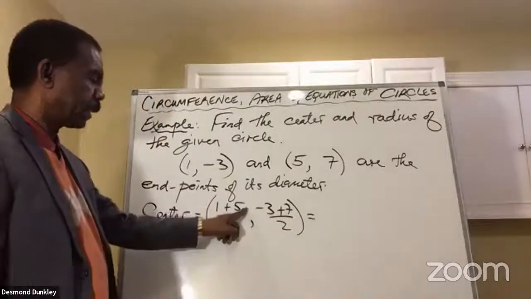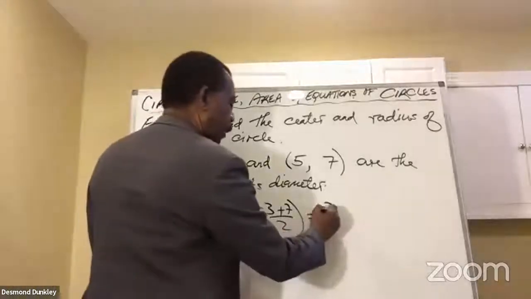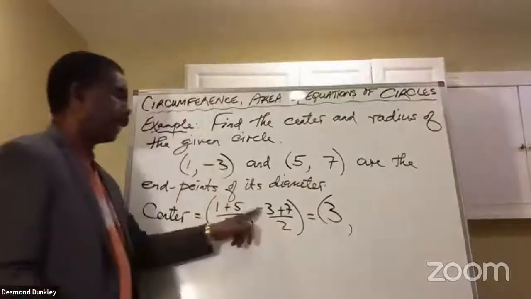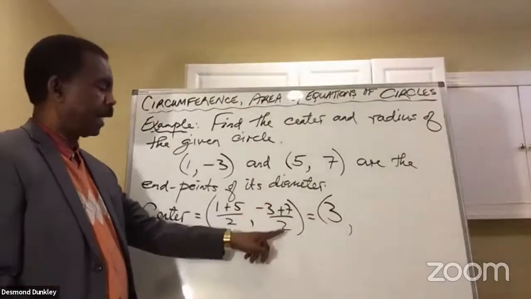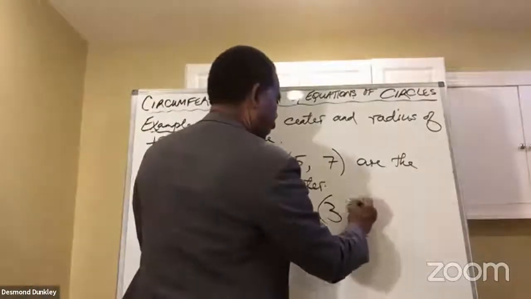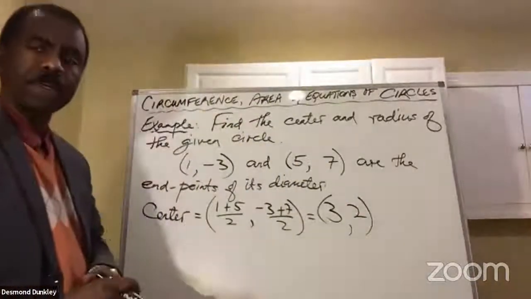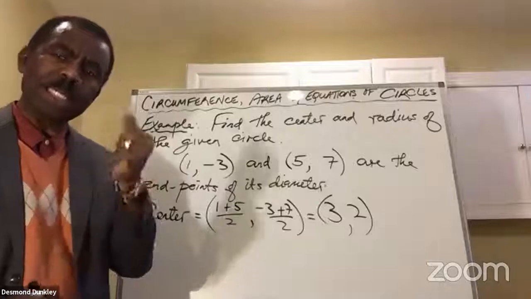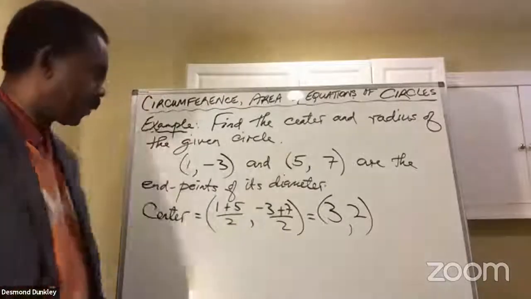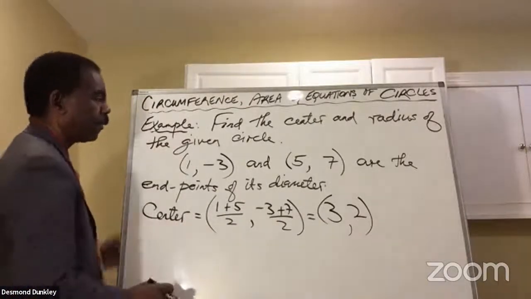1 plus 5 is 6, divided by 2 is 3. -3 plus 7 is 4, divided by 2 is 2. That's your center. So now we know the center. All we need is the radius, and we're good to go. Well, how do you find the radius?